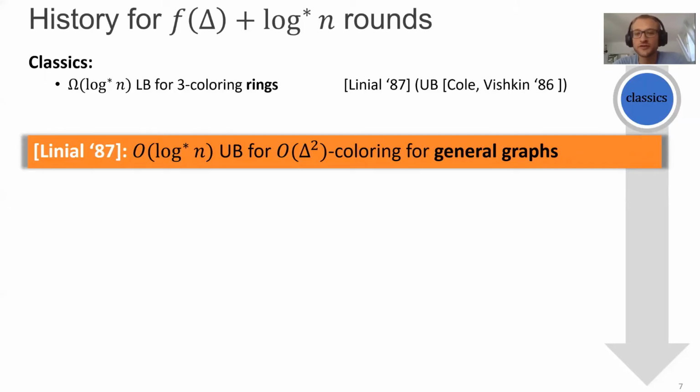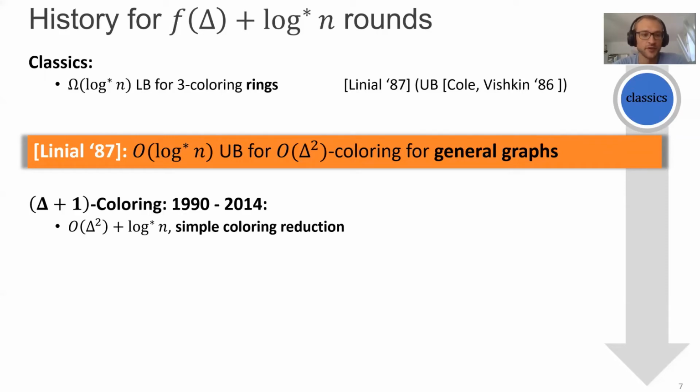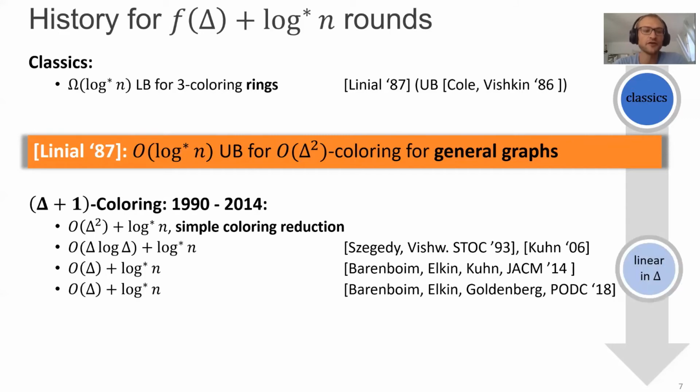And as I said, usually the goal here in this area is to color with few colors, namely delta plus 1, and delta squared is not few, it's very far from delta plus 1. But with a method which is called simple color reduction, it's very easy to reduce one color at a time and compute the delta plus 1 coloring after you first have computed a delta squared coloring. And then if you parallelize this, you get a delta times log delta coloring algorithm.